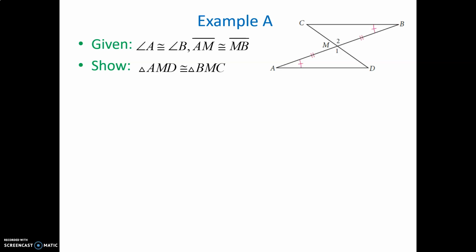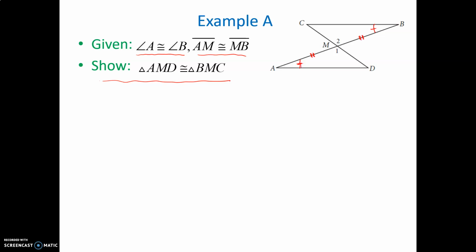So they are showing you that this is what they want me to prove, that triangle AMD, this lower triangle, is congruent to triangle BMC, the upper triangle. Okay, they give me some clues along the way. So when I get the clues, I usually mark them. So angle A is equal to angle B, and they give me that AM is equal to MB. So I have those marked.